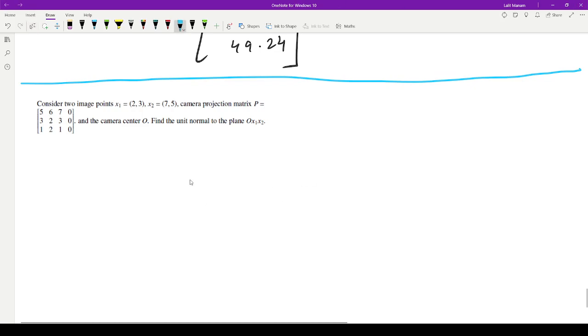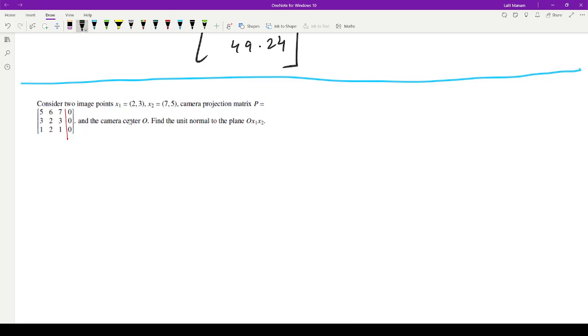Okay, so we are given another projection matrix and the camera center is given as O. From the projection matrix, what can we tell about the camera center? Just seeing the projection matrix. Camera center is at origin. Yeah, that's right. Camera center is at origin.